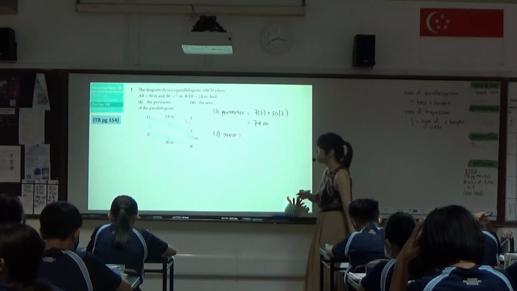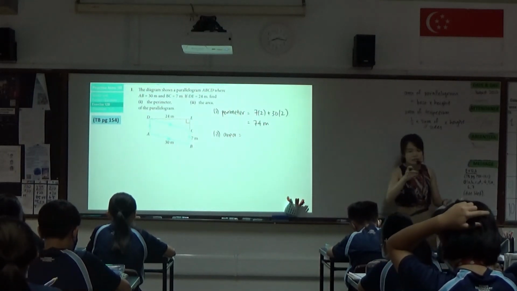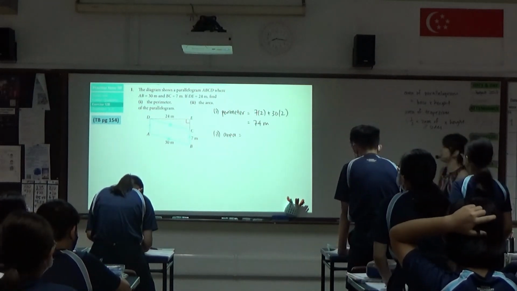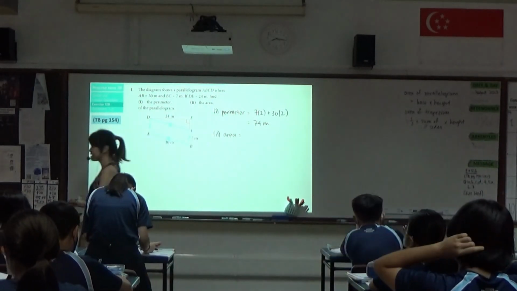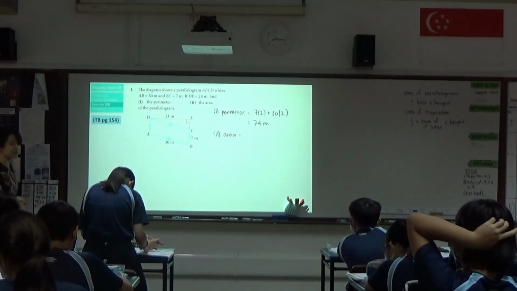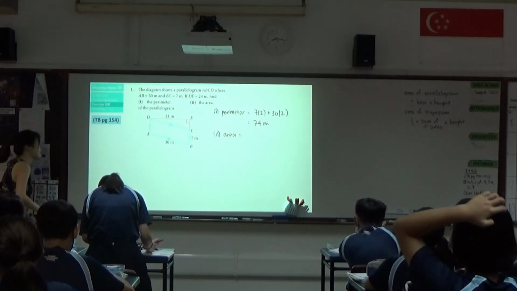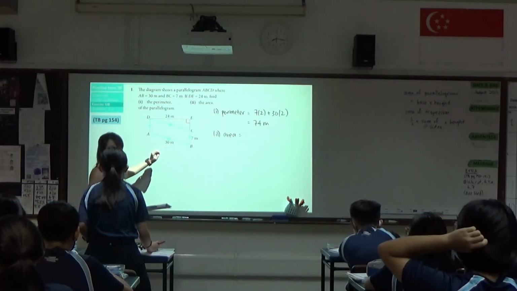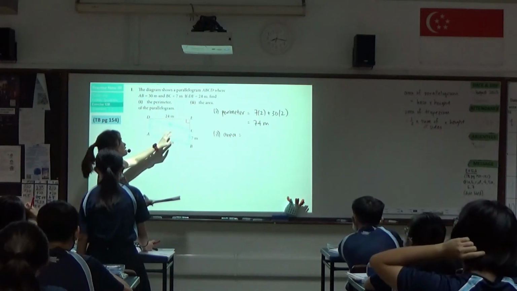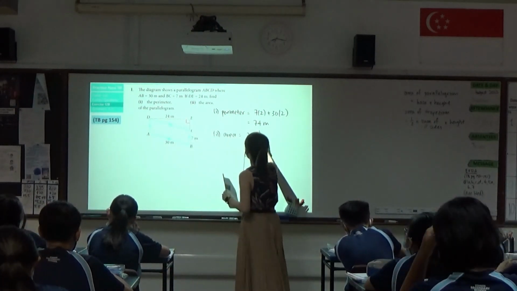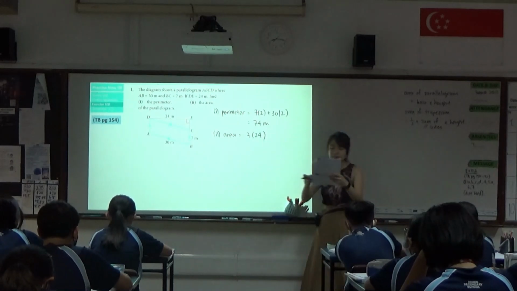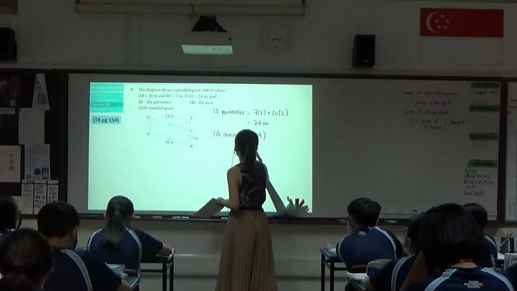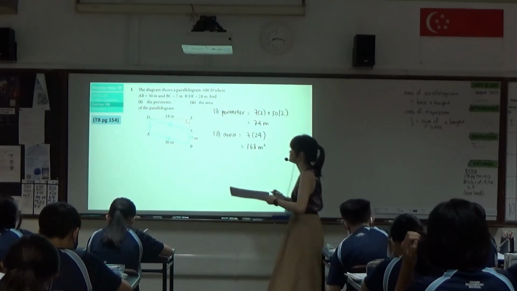Okay, now what about the area? Okay, so let's call another one. Z is the last one. Yes, Z, can you tell me how do we find the area? 7 times 24. Okay, so 7 times 24, yes, that's correct. So it's either you write 7 bracket 24 or 7 times 24. Those are fine. And we will get 168 meters squared.